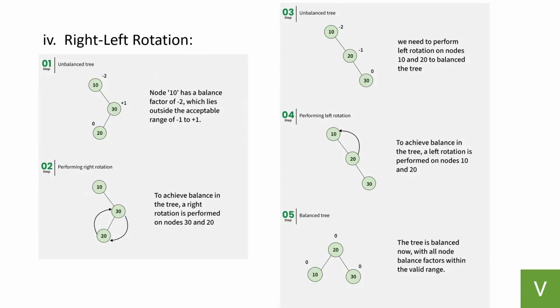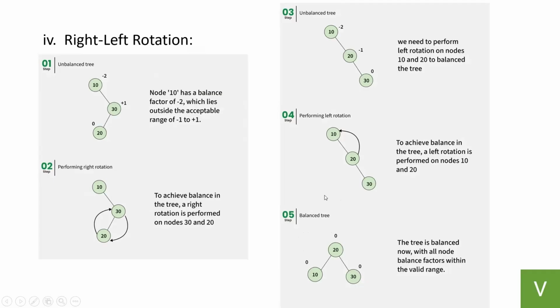So to achieve balance, we perform right rotation between nodes 20 and 30, and then we perform left rotation between nodes 10 and 20. So observe step 2, 3 and 4 for better understanding. So finally the 20 becomes the root node, 10 is the left child for the node 20, and 30 is the right child for the node 20. And then we will find the balancing factor, which is 0 for all nodes. So now this tree is considered to be a balanced AVL tree.